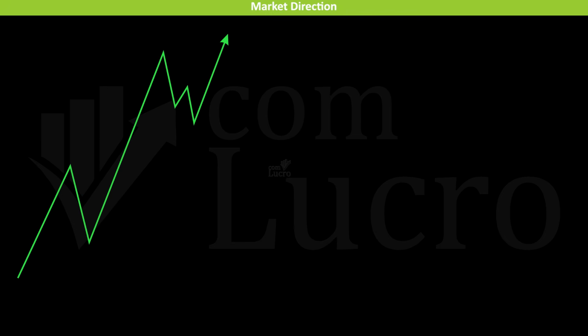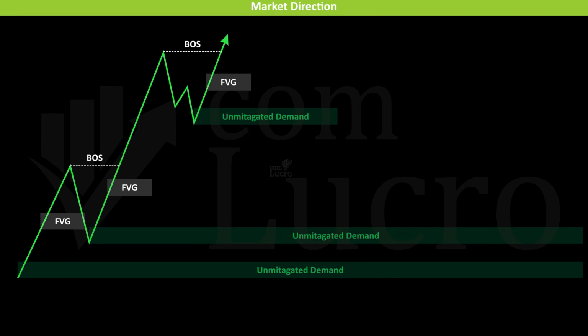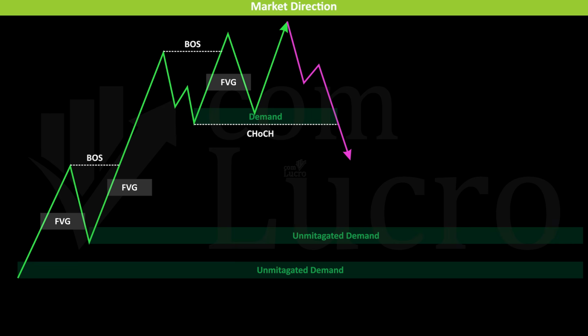Imagine the market is in an uptrend, forming a sequence of higher highs and higher lows. Every time price breaks structure to the upside and creates an inefficiency, a new strong demand zone is formed. These demand zones remain unmitigated until price comes back to revisit them, creating potential opportunities to trade in the direction of the dominant trend. However, if price breaks below a valid demand zone, it creates a change of character.